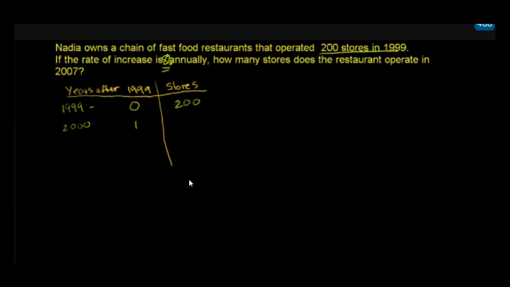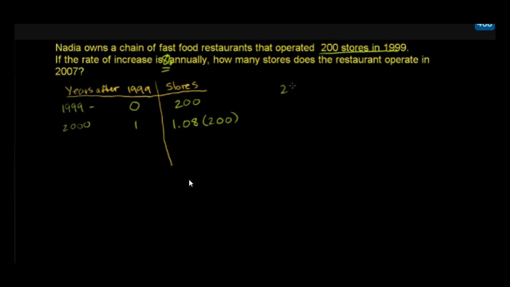So she'll be operating all of the stores that she had before, plus 8% of the stores she had before. So 1.08 times the number of stores she had before. And you're going to see the common ratio here is 1.08. If you're growing by 8%, that's equivalent to multiplying by 1.08.